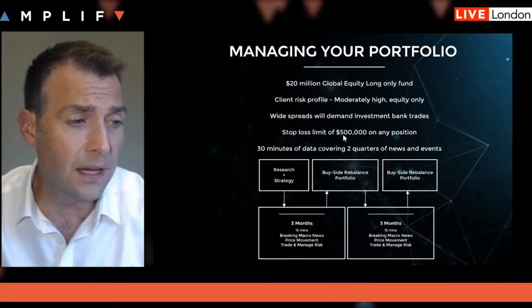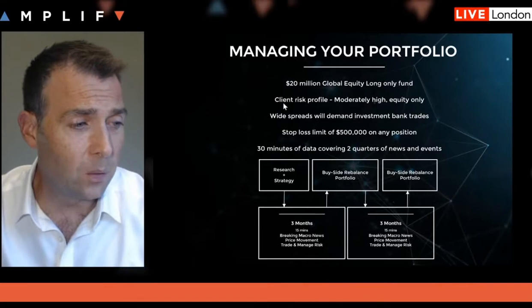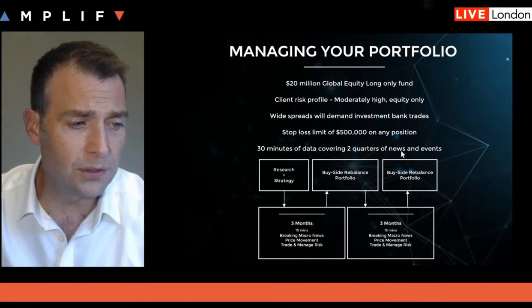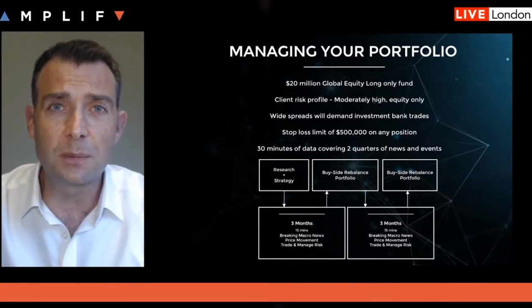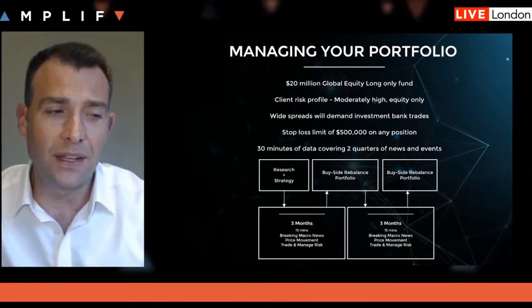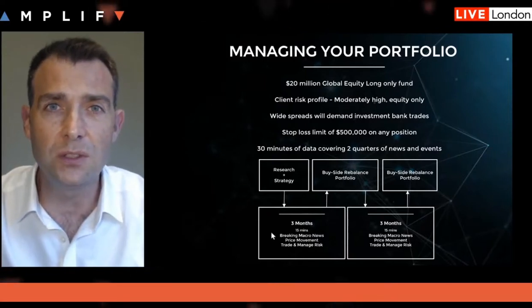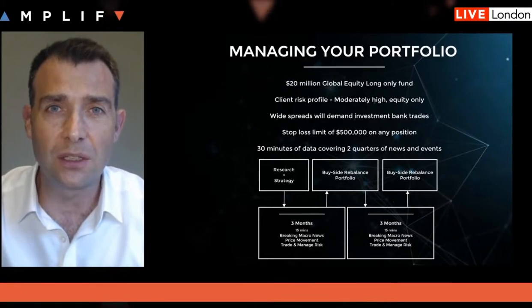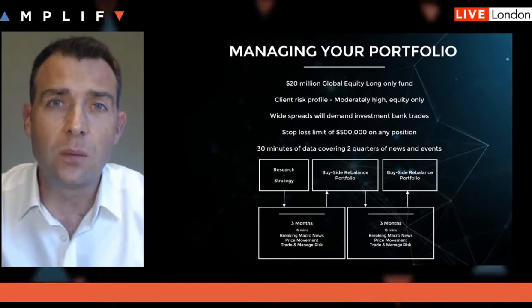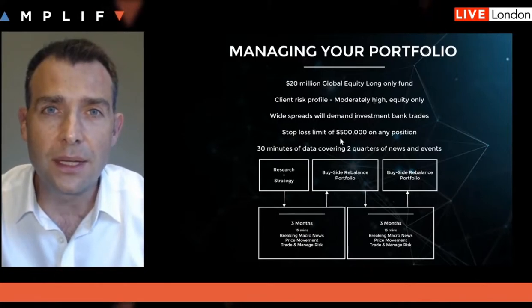You've got a stop limit of 500,000 for any one position, so we really don't want to see you break that stop loss limit. The way the simulation is going to work is you'll have 30 minutes of data that covers 2 quarters of news and events. You'll have some research documents before the simulation, so make sure you take a look through those as fast as you can. The year's going to start effectively, and you're going to trade through 2 lots of 3 months. So you've got 6 months' worth of news and data that impact the assets you're going to be trading. It's your role as an asset manager to try and allocate your assets according to where you think the highest return will be, and also obviously avoid losses whilst you can.